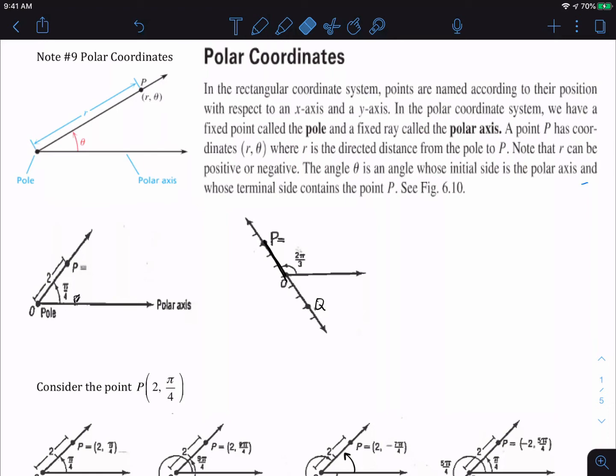Okay, so today we're going to talk about polar coordinates, and a couple of key points that we need to talk about are the pole. The pole is basically the fixed point, right? It's the fixed point. In fact, I'd rather underline that. It's the fixed point, and that fixed point is right there. That's where we pivot to create our angle.